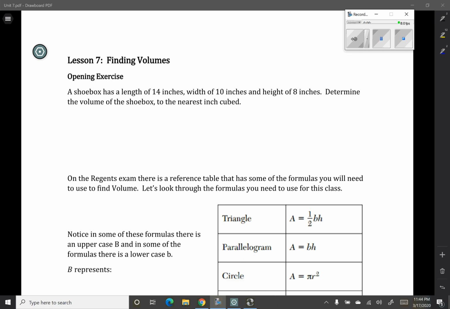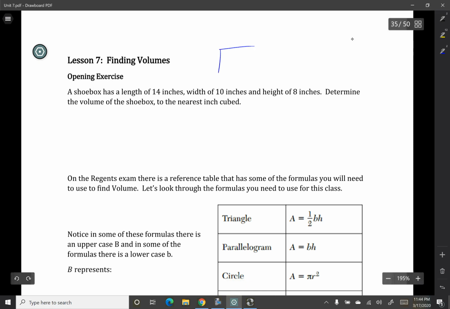So for the opening exercise here, I'm asking you to find the volume of a shoebox. A shoebox is traditionally going to be a rectangular prism, so it's going to look something like this. And we should remember from middle school, length times width times height. So go ahead, try and find the volume of this shoebox. Take a minute, pause the video, and see what you get.